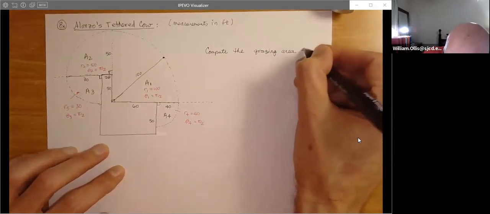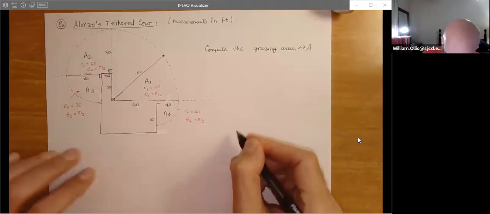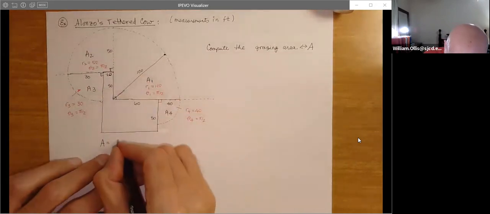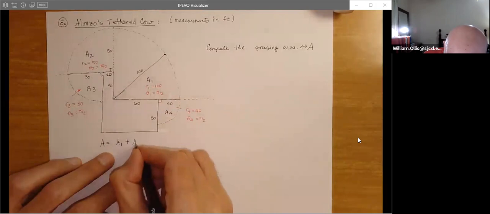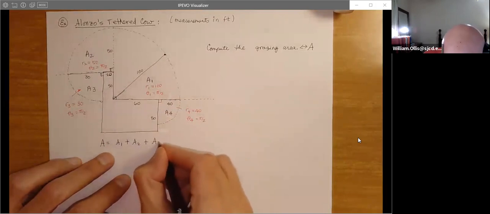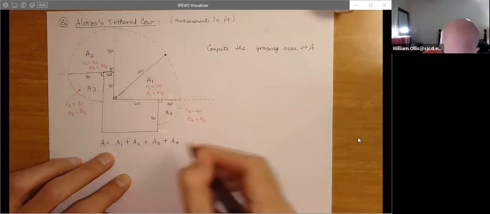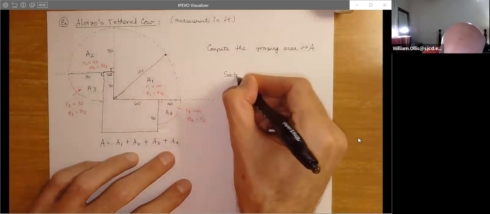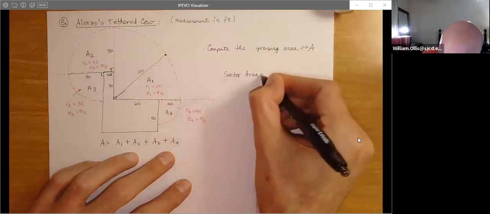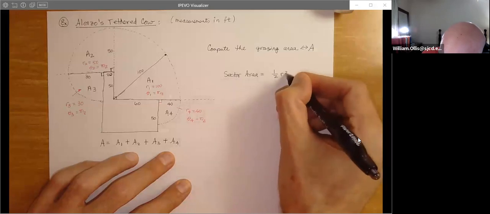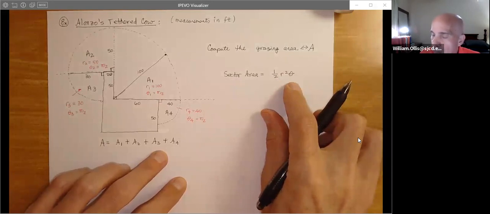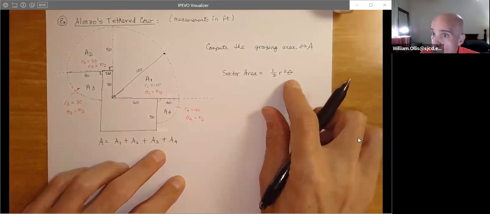So, and we'll just call this A. So now we'll have A, and we've got all these areas here, will be A1 plus A2 plus A3 plus A4. Now, of course, there's a lot of simplification here. Remember, sector area is just 1/2 r squared theta. But see, now we have the 1/2 and the theta in each of these computations, and the thetas are all the same. So that makes this computation much more straightforward.